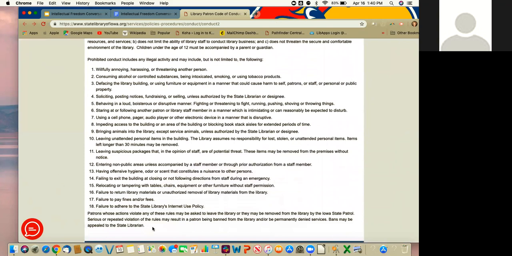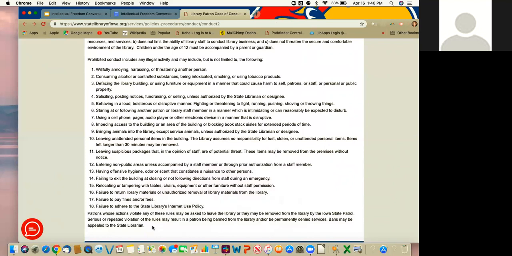It also talks about what can happen to you if you don't adhere to the rules. So in the state of Iowa, they may be removed from the library by the state patrol. Serious or repeated violation of the rules may result in patrons being banned from the library and or permanently denied service. Bans may be appealed to the state librarian. So Patty, what do you like about this policy?